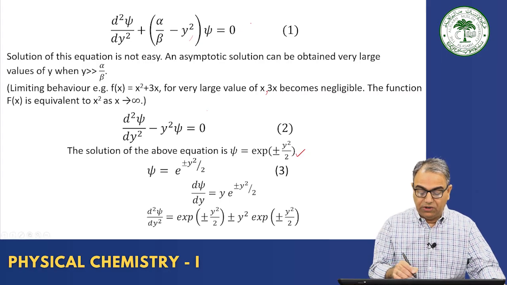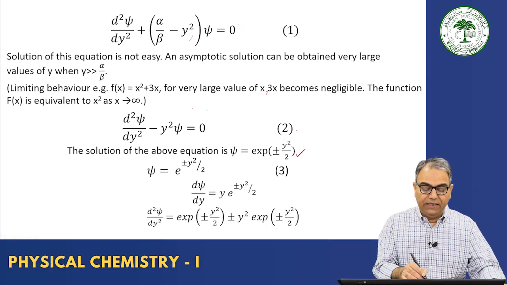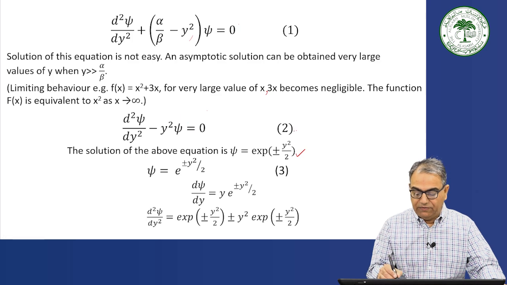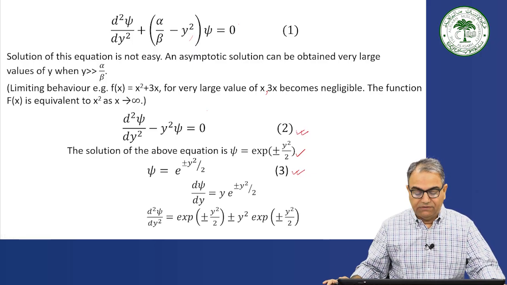We don't need the solution of equation number 2, we need a solution of equation number 1, but it is an approximation that for very large value of y, alpha divided by beta we have neglected. And so the solution which you have written here in equation 3 is the solution of equation number 2, not equation number 1. This you remember. Okay, because this way we will come back.